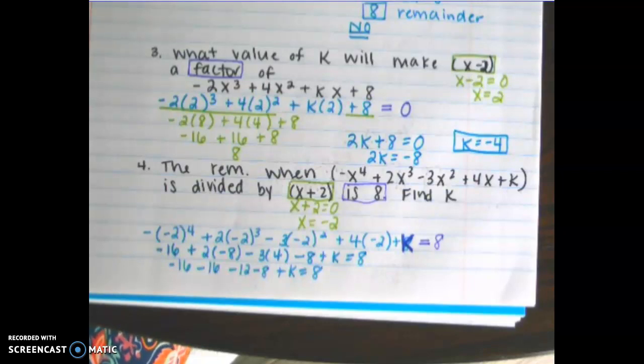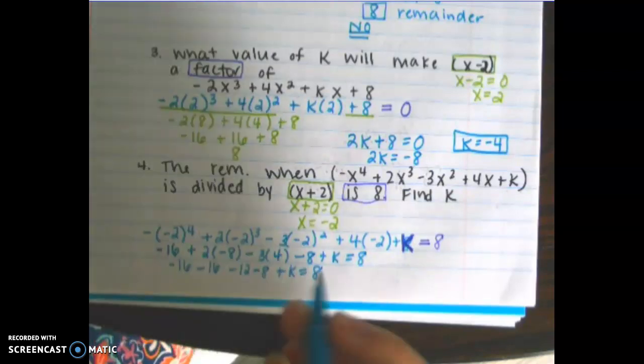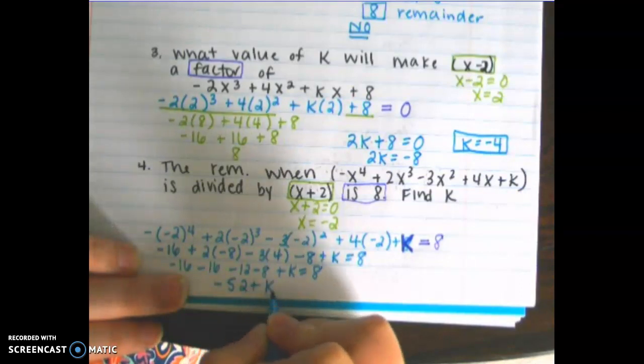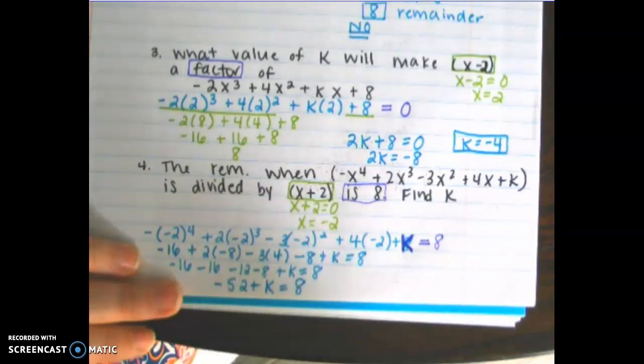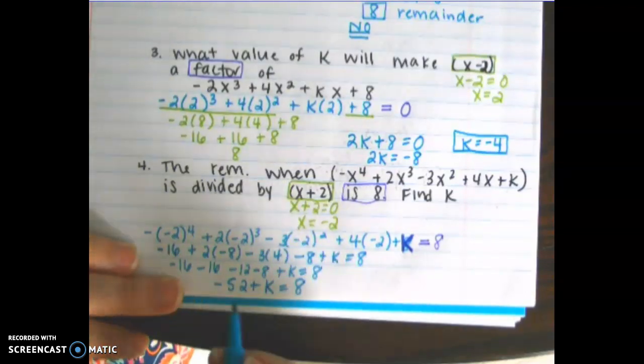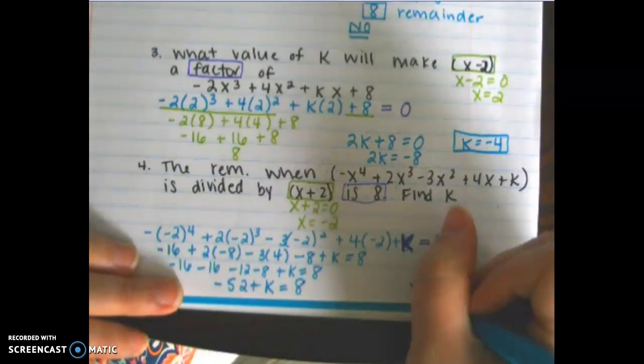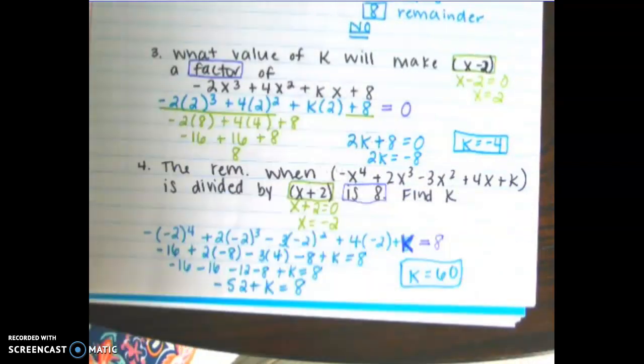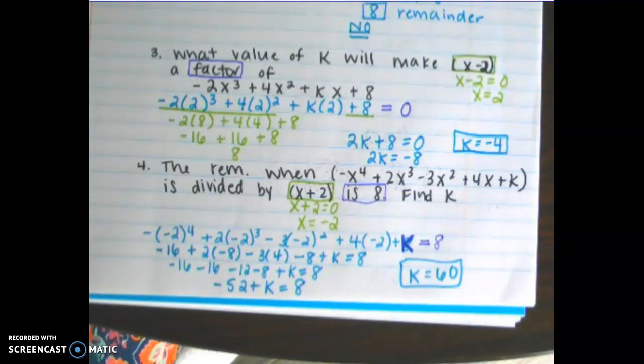All right, and I am going to cheat and pull out my calculator just because I don't feel like doing all this mental math right now. And I'm running out of paper. All right, so that all combines to negative 52. So my equation, negative 52 plus k is equal to 8. I'm going to add 52 to both sides to get k by itself. So k has to equal 60.